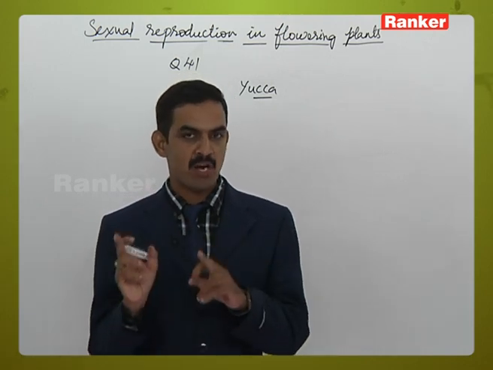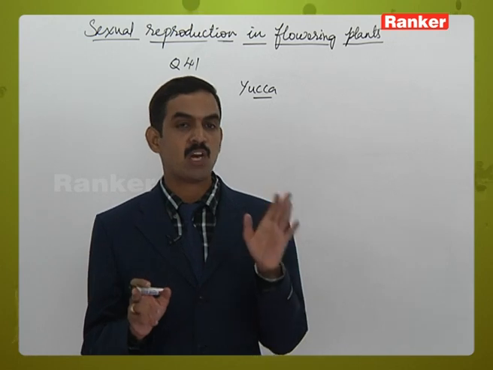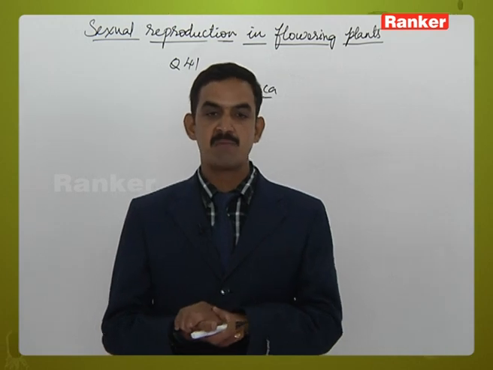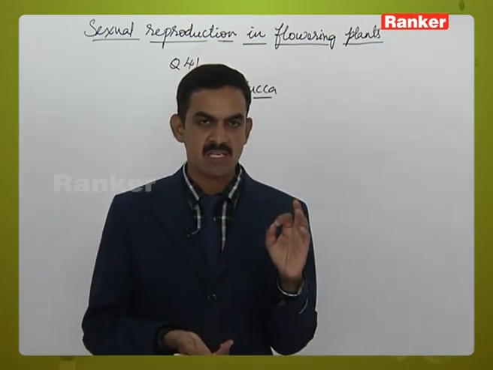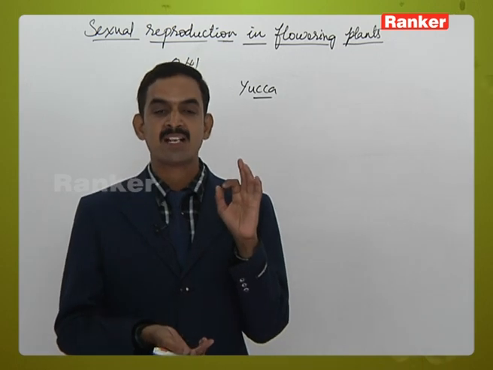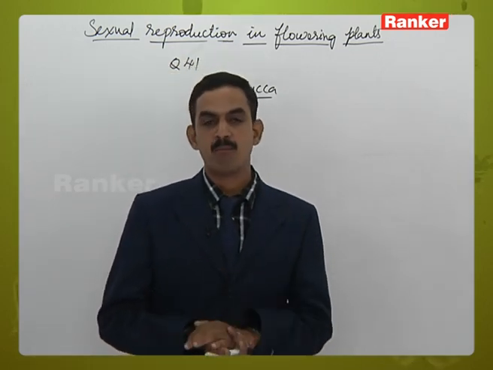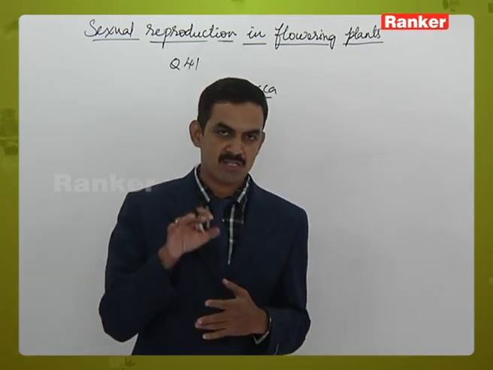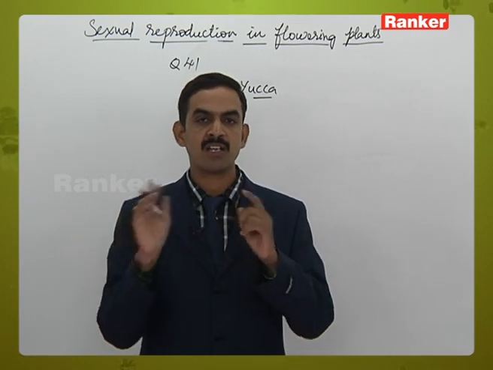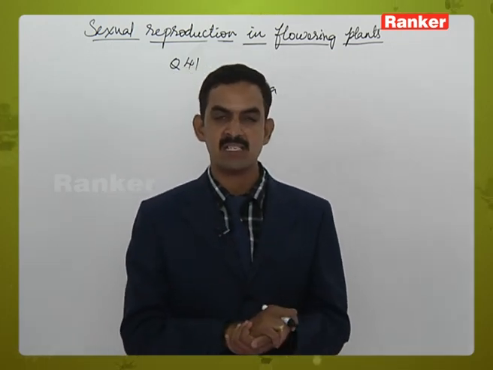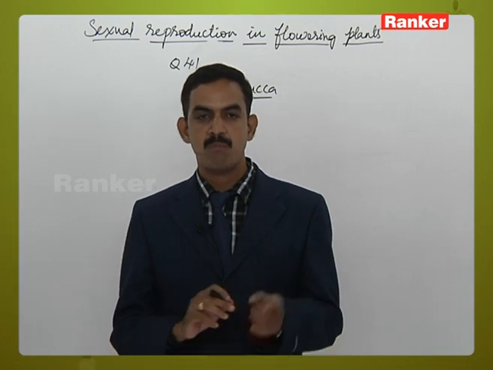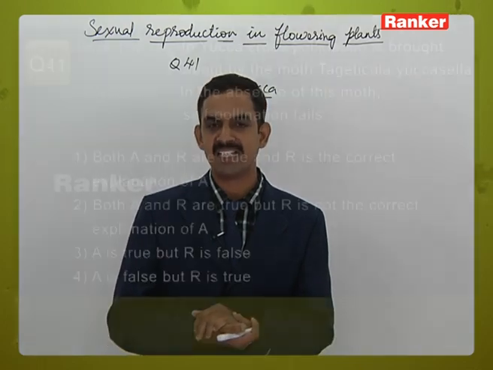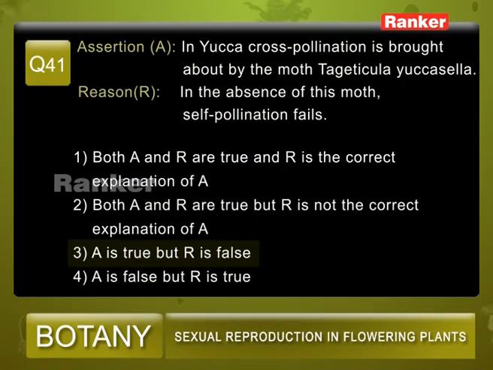That means if that moth is not available, it does not participate in cross pollination, but it will participate in self pollination process. The moth which is taking part in the pollination is Tegeticula yuccasella. So the assertion is a correct statement. But coming to the reason statement, in absence of that moth, cross pollination does not take place, but it will go for the next option, that is self pollination process. But in the reason it is given that in absence of this moth, self pollination fails. So that statement is incorrect. Question number 41, the correct answer is 3.